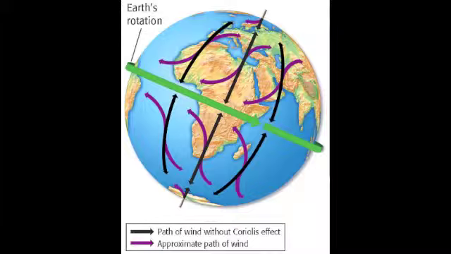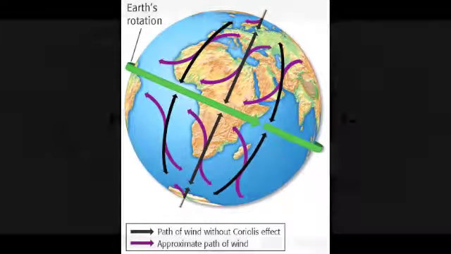In the northern hemisphere, low-pressure systems have winds spinning around them in a counterclockwise direction and high-pressure systems in a clockwise direction. This is opposite in the southern hemisphere.